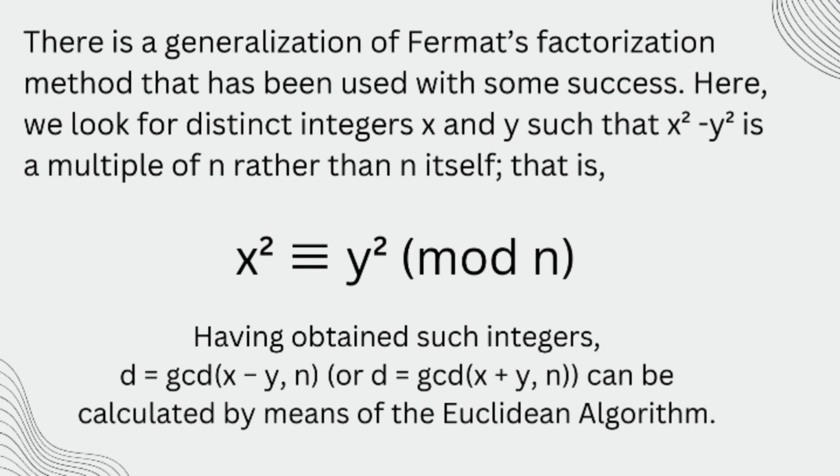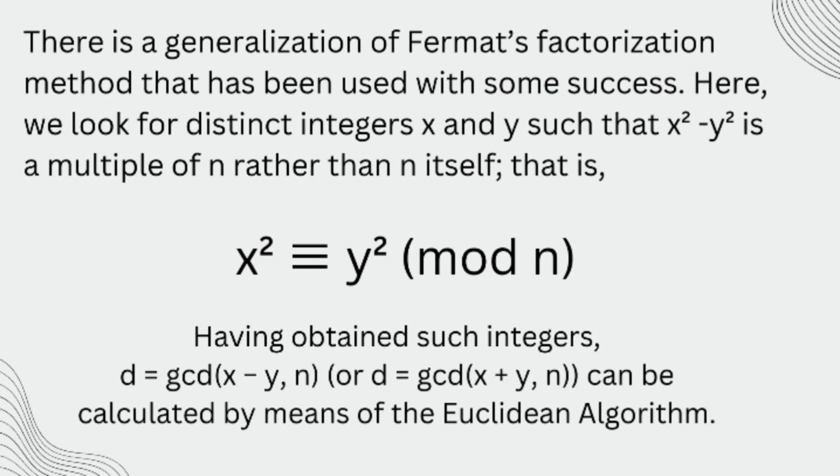There is a generalization of Fermat's factorization method that has been used with some success. Here, we look for distinct integers x and y such that x squared minus y squared is a multiple of n rather than n itself, that is x squared is congruent to y squared modulo n. Having obtained such integers, d is equal to GCD of x minus y and n, or d is equal to GCD of x plus y and n, can be calculated by means of the Euclidean algorithm.